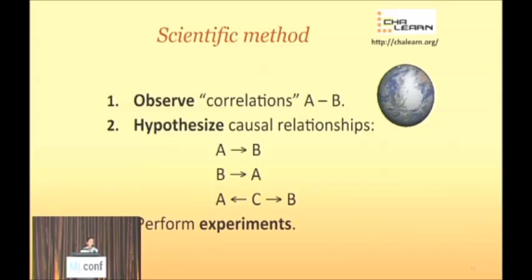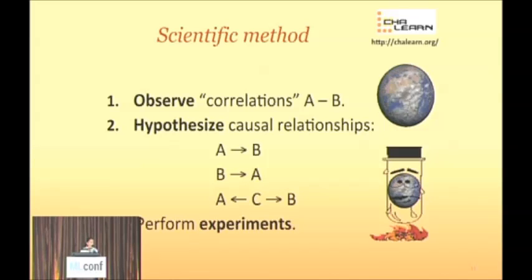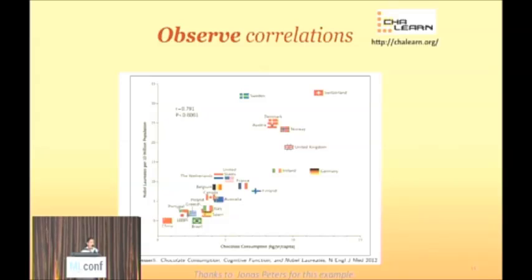And in order to disentangle this problem, you perform experiments. But unfortunately, not all experiments are possible, and experiments are often costly. They may be unethical, and there is at any rate always a cost to an experiment, and this is why you want to prioritize them. So as the first step, you observe correlations.